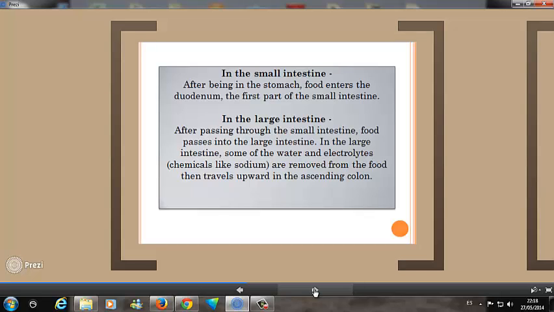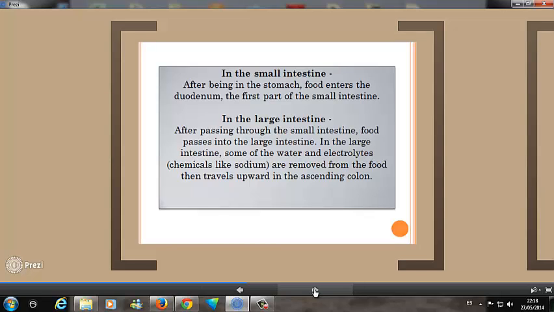In the small intestine. After being in the stomach, food enters the duodenum, the first part of the small intestine.